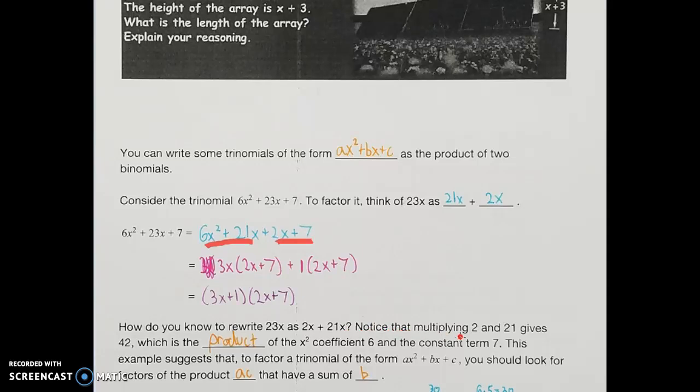We have to notice that if I multiply 2 and 21, the coefficients I was getting from that last example, that gave us 42, which is the product of the x squared coefficient 6 and the constant term 7. So last time when we were looking at factoring before, we were only looking at the last number to find out what to multiply to. Now that I have a number in front, I'm going to multiply together the first and the last number. So 6 times 7 gave us 42. And we also want to choose 2 and 21 because that adds up to 23. So in general, if we want to factor ax squared plus bx plus c, I need to look for numbers that multiply to give you ac and add up to give you b.